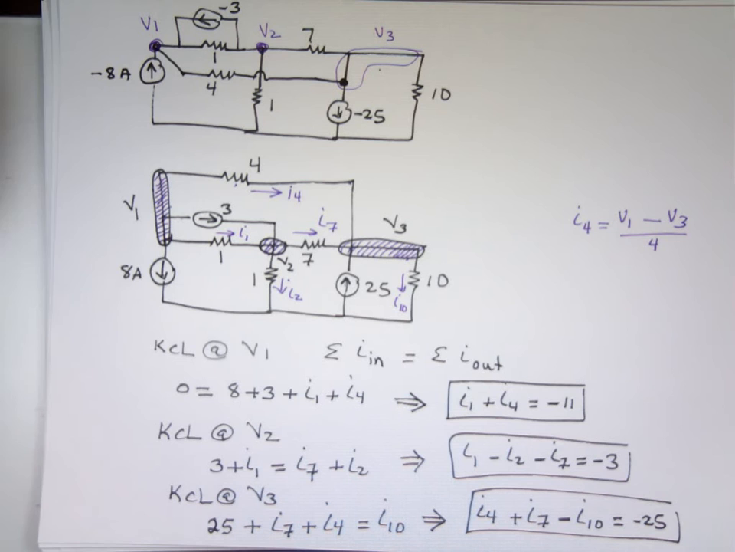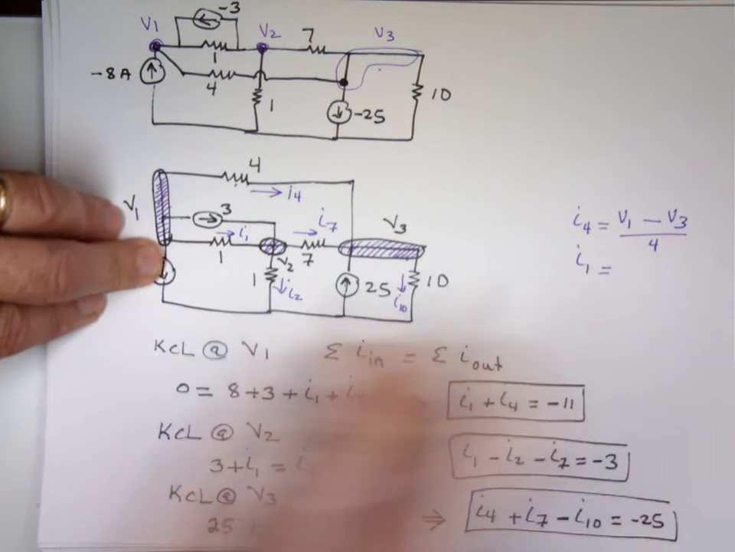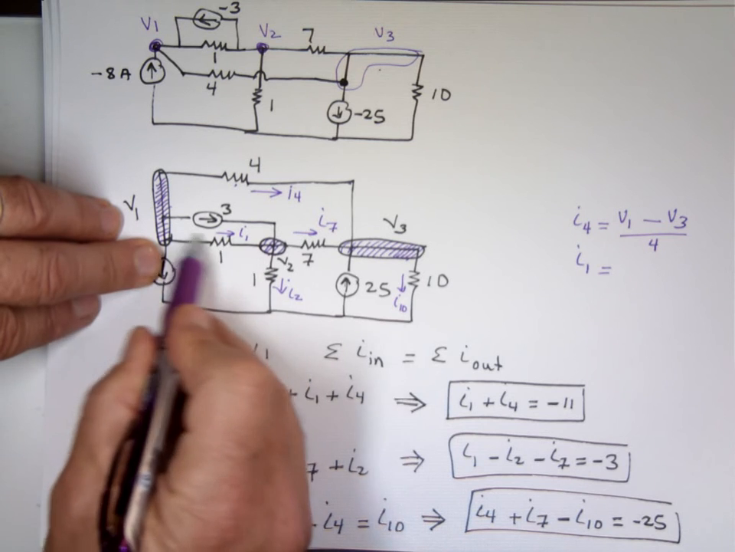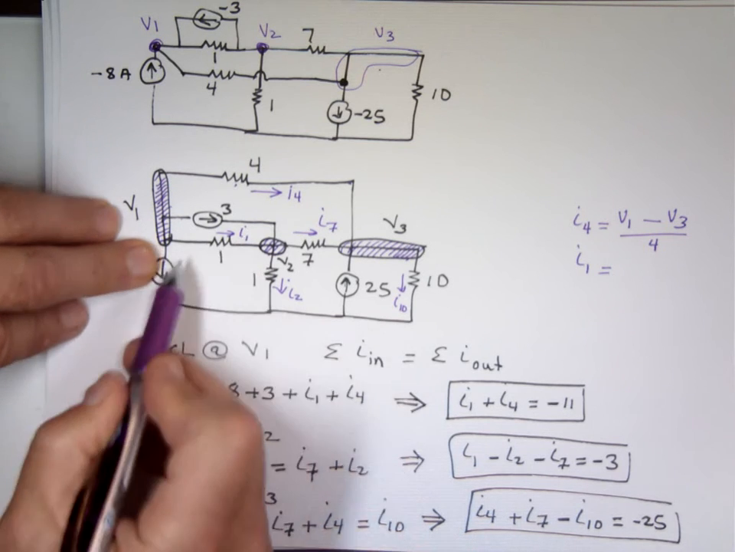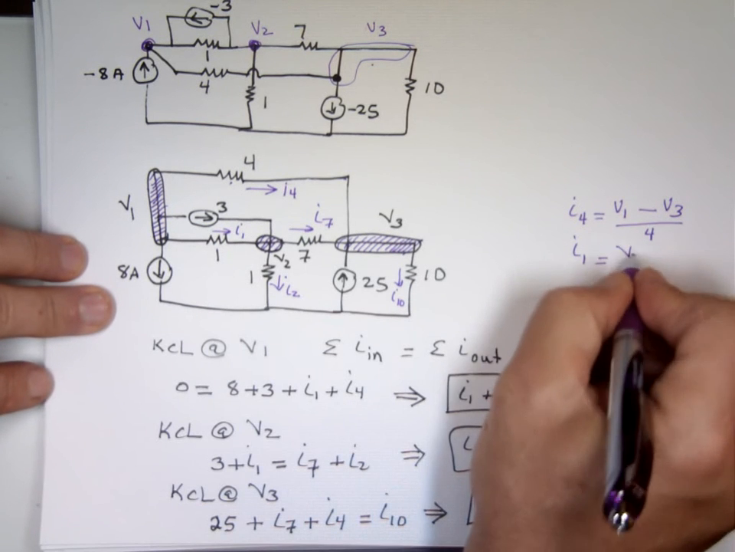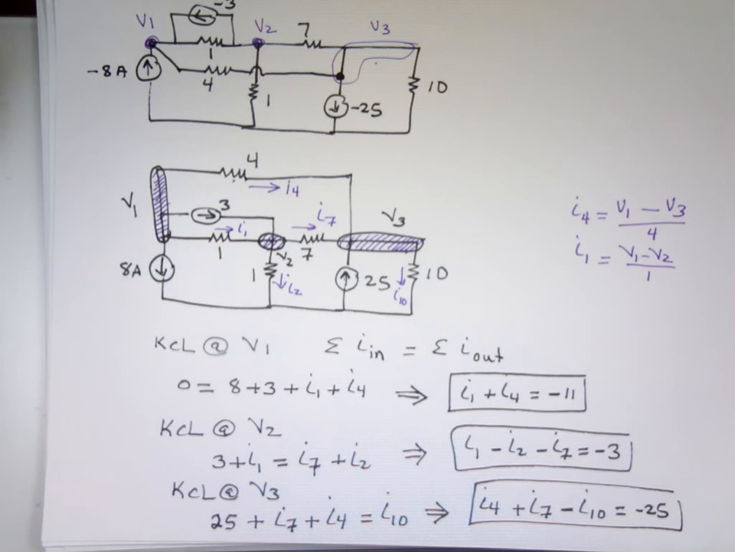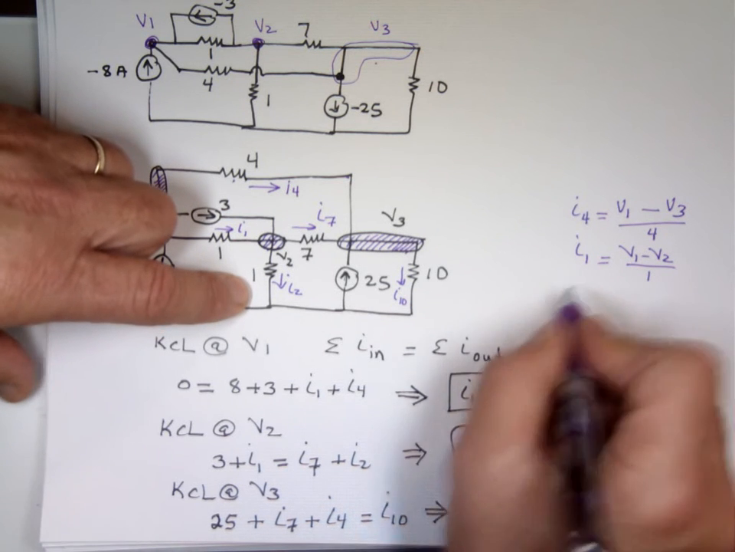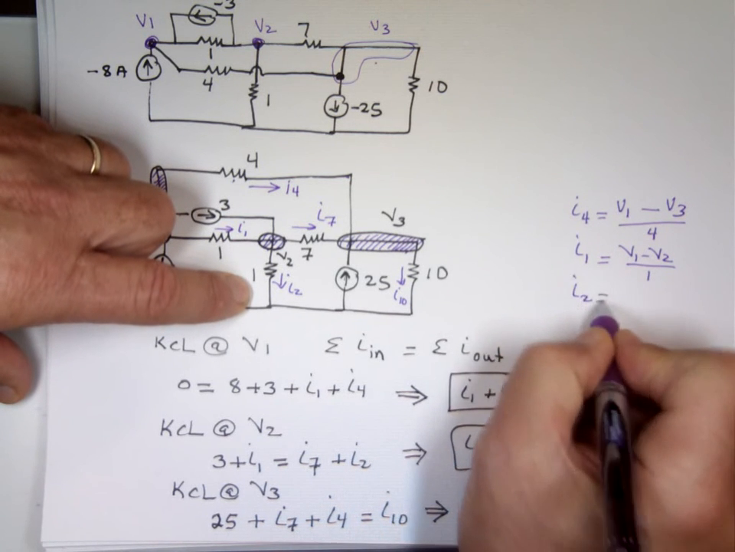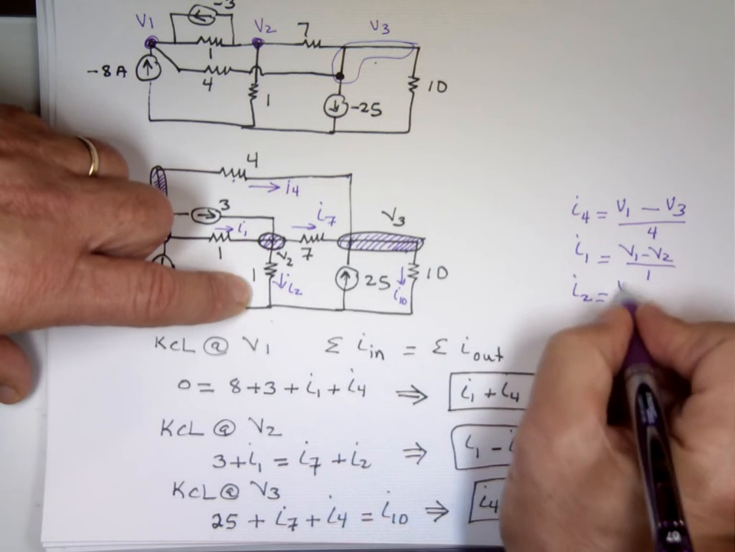Let's look at I sub 1. That's this current right here, going to the right. It's this voltage minus that voltage, V1 minus V2, divided by 1. I don't need to put the 1, but that's what that is. I sub 2 now. It's coming down. So it's V2 minus nothing, divided by 1.